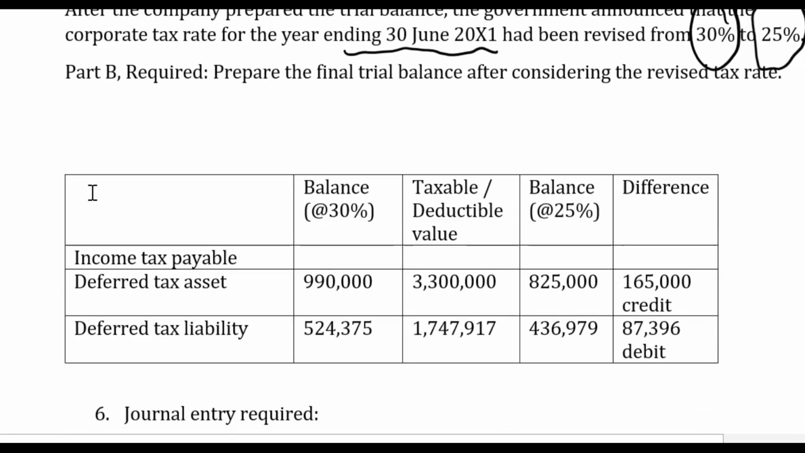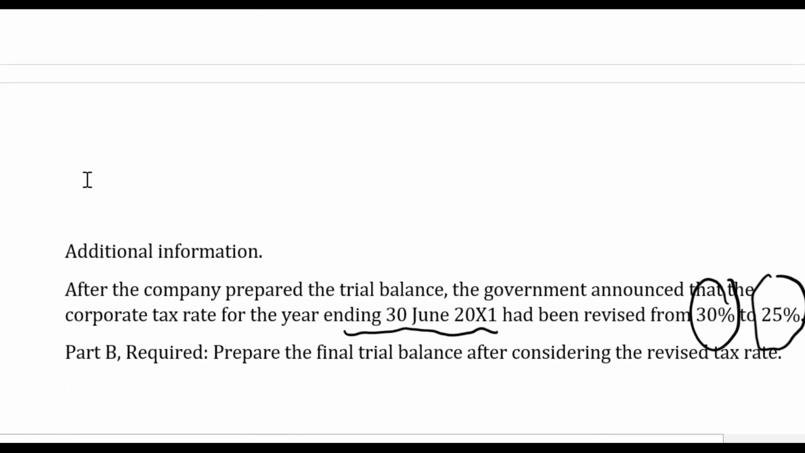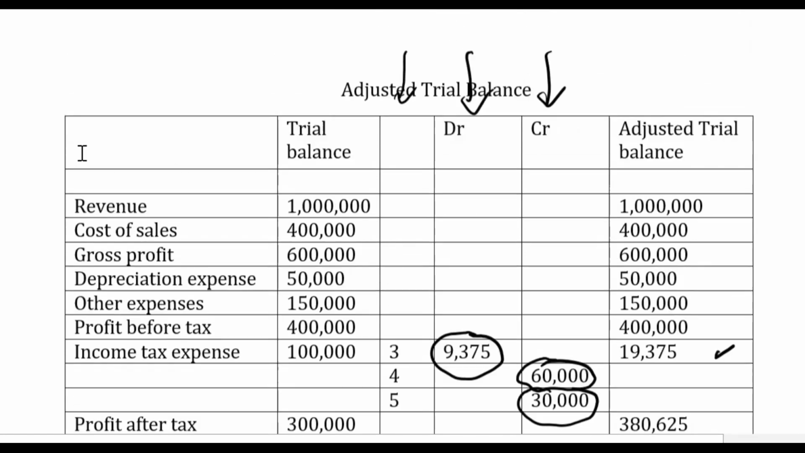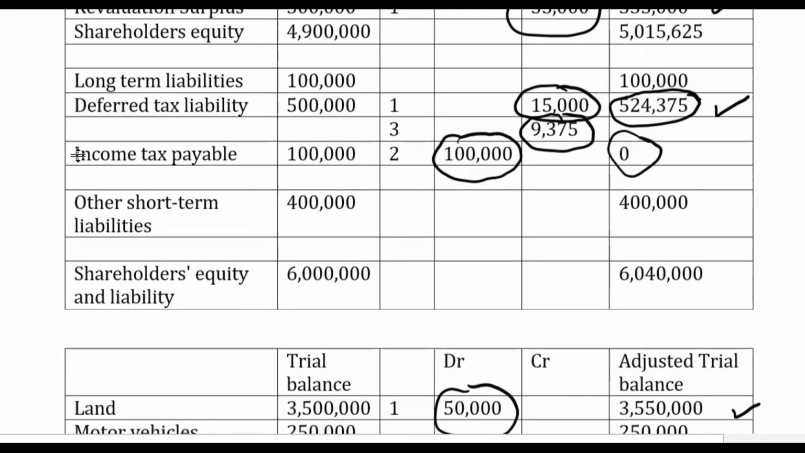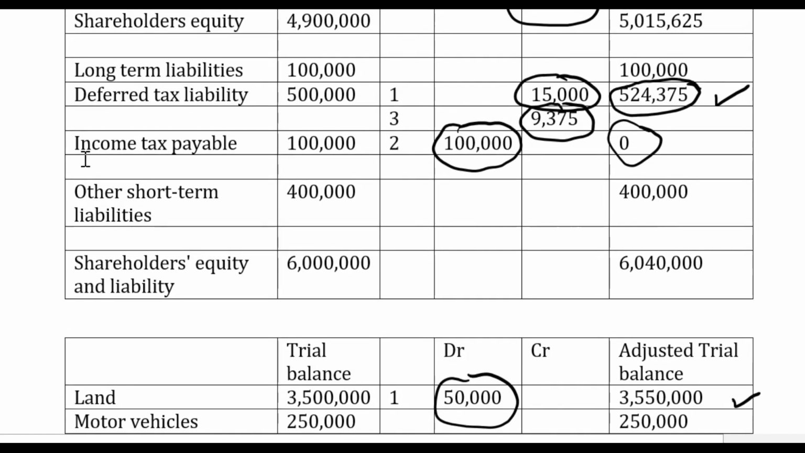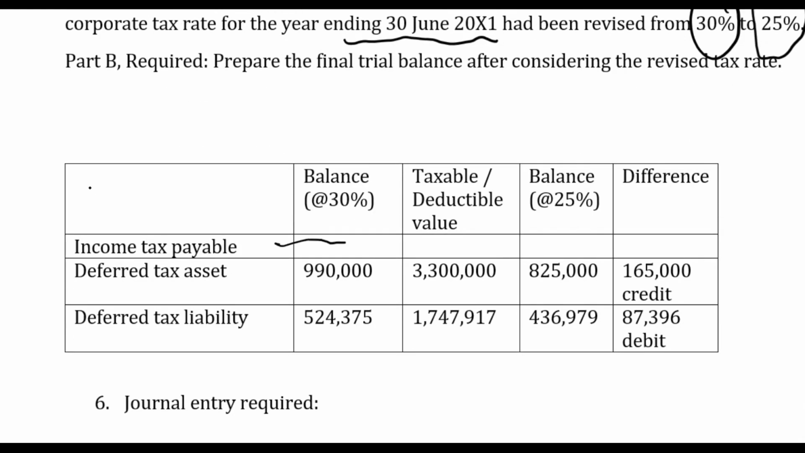There are three tax balances that can be affected by a tax rate: income tax payable, deferred tax asset, and deferred tax liability. If we look at income tax payable in our adjusted trial balance, we see that income tax payable is 0. So therefore, there's no adjustment required for that.